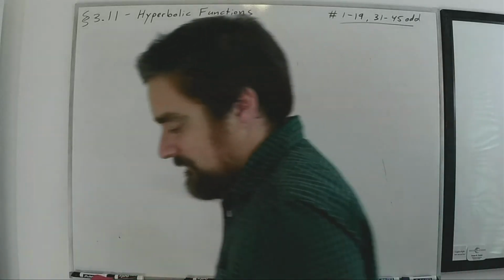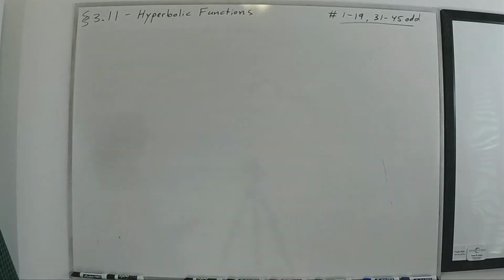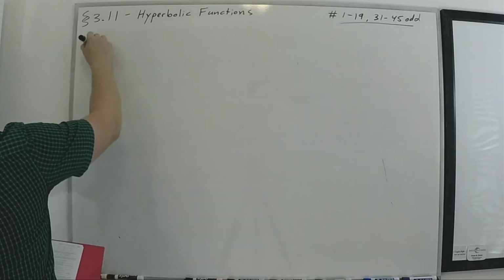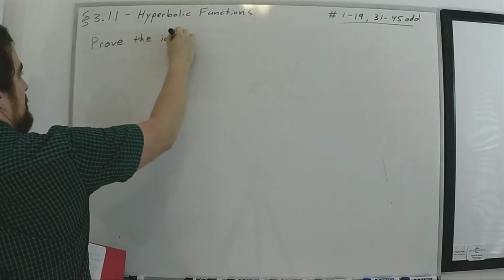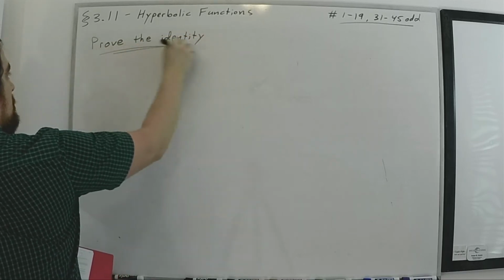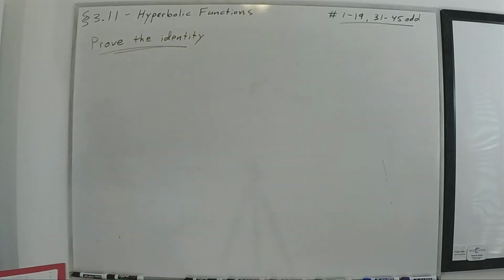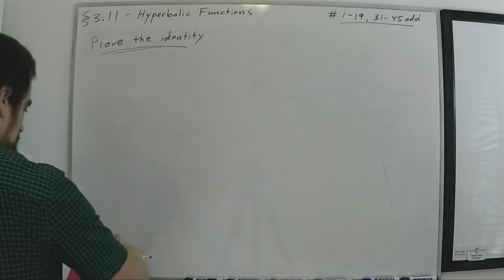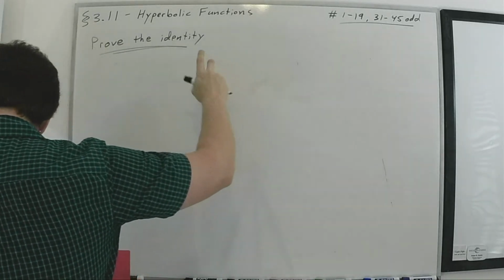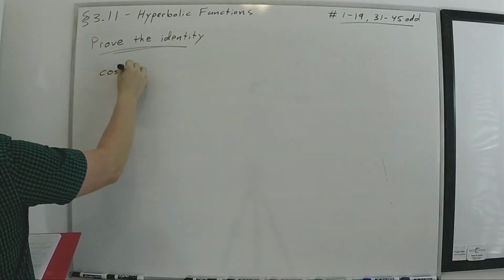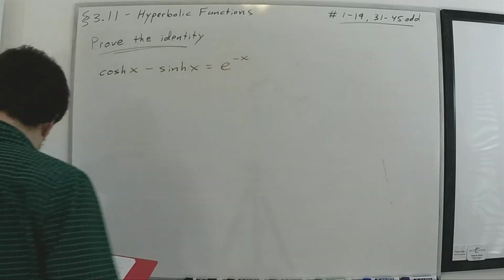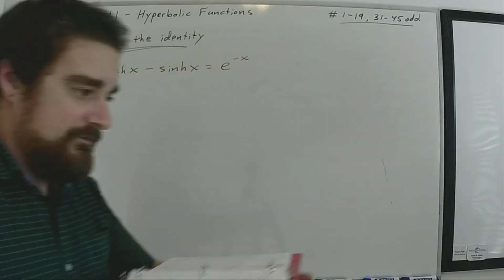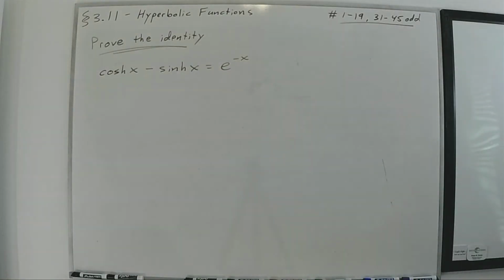Okay, so what does the book ask you to do? What are typical problems going to look like? Here's one that reminds us of some old trig stuff where we wanted to prove the identity. So remember in trig, there were all these identities that we had to prove, and the way we did that was, we are given a statement, and I'm just going to pick on this one: cosine hyperbolic of x minus sine hyperbolic of x is e to the negative x. So we're given a statement, and we have to show that this statement is true.